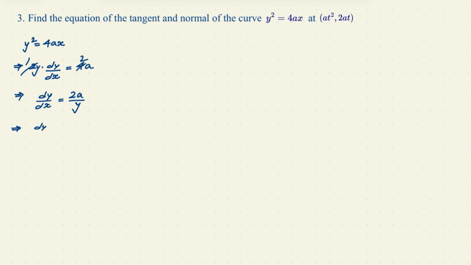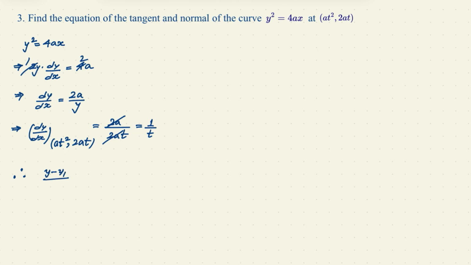Let us find the value of dy over dx at the point of contact, that is (at squared, 2at), equals 2a by y. The value of y here is 2at. So here 2a and 2a got cancelled. That means the slope of the tangent is 1 by t.